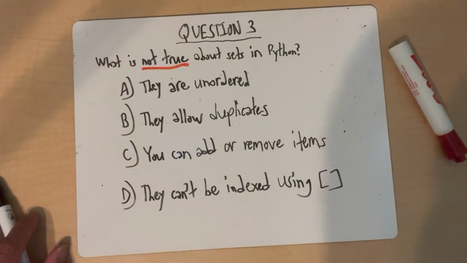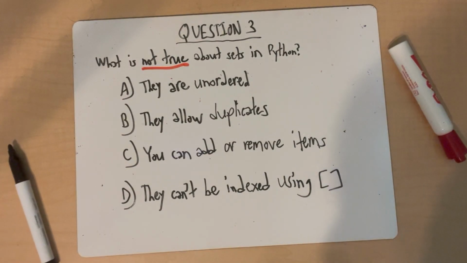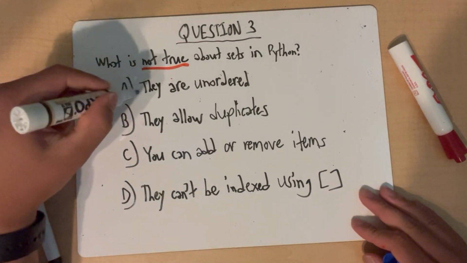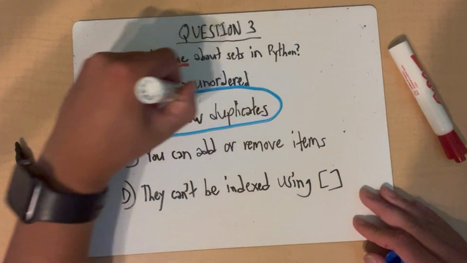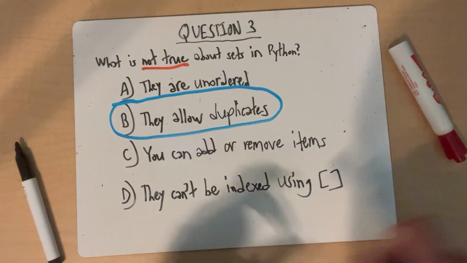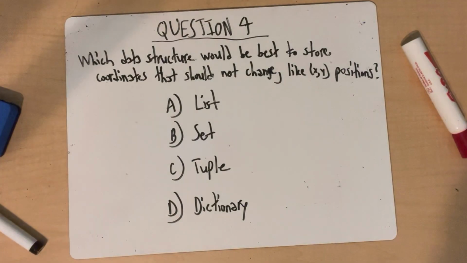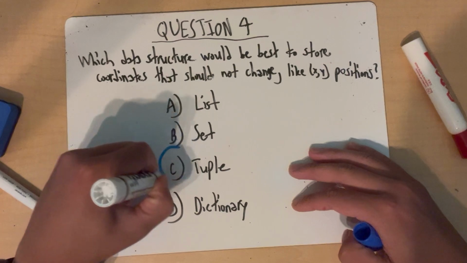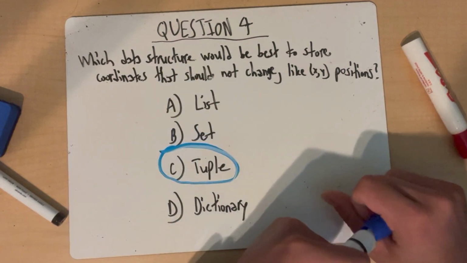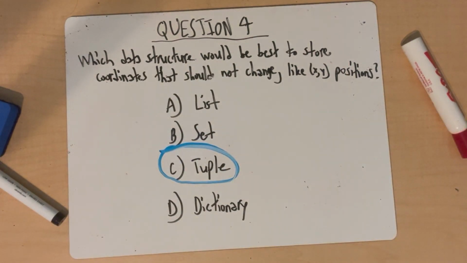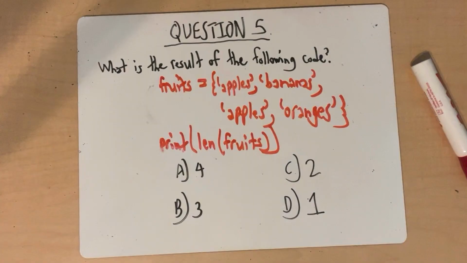Question 3. What is not true about sets in Python? The correct answer is B. Sets do not allow duplicates, but all of the other statements about sets are true. Question 4. Which data structure would best store coordinates that should not change, like their x and y positions, for example? The right answer is C. This is because tuples are immutable and ordered, and it makes them perfect for storing fixed pairs of values, like coordinates.